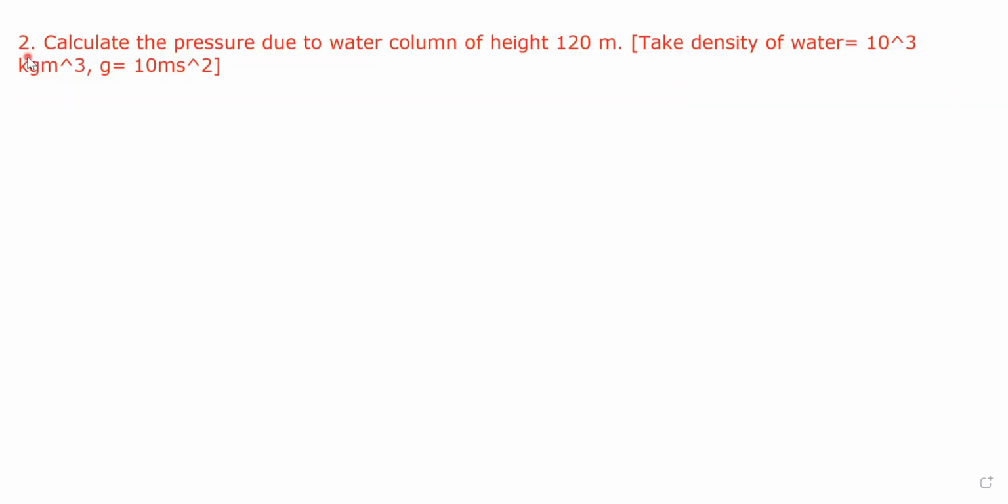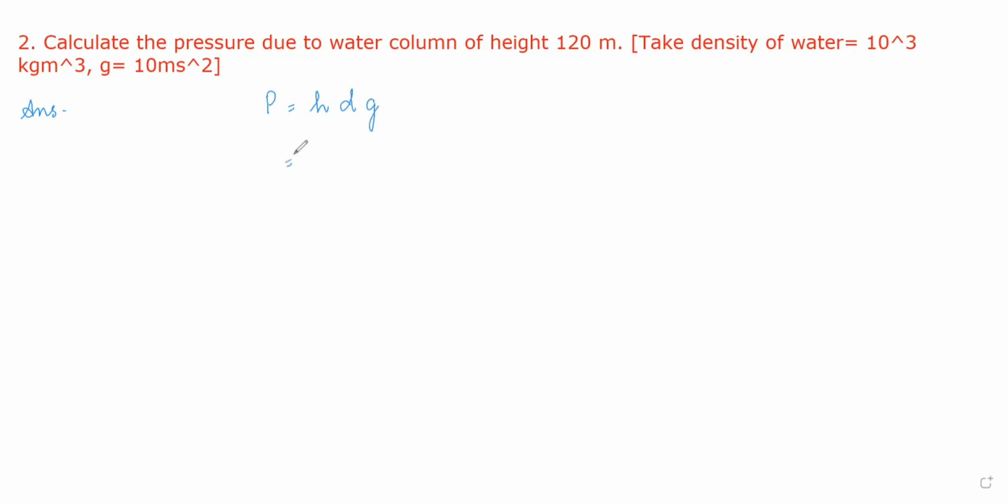Now let's move on to question number 2. Calculate the pressure due to water column of height 120 meter. And it is given that density of the water is 10 to the power 3 kilogram per meter cube and gravity is 10 meter per second square. So let's solve this. We have to find out the pressure. So we'll simply put the values in the formula. We know that pressure is equals to height of the water into density of the water into gravity.